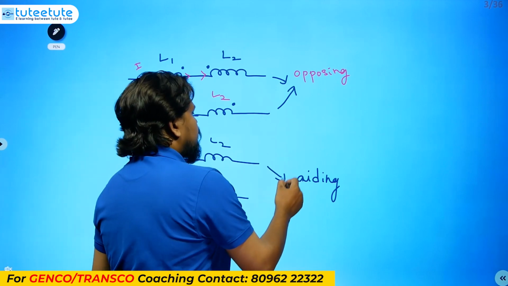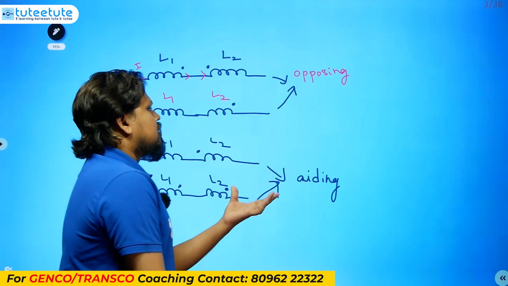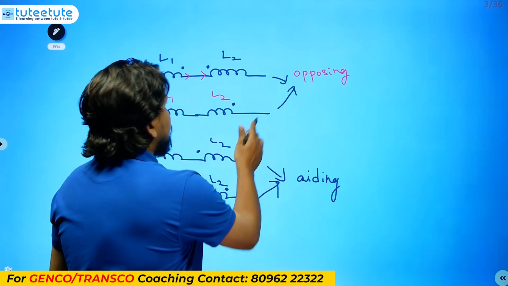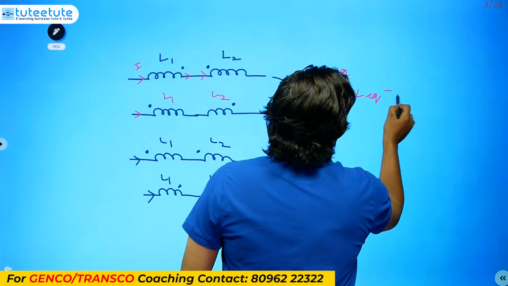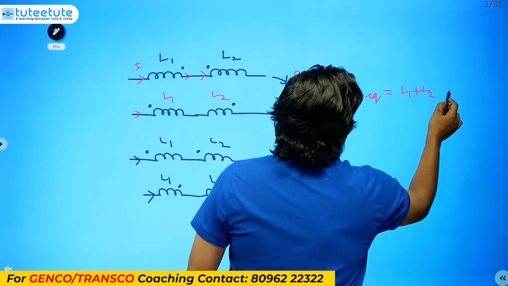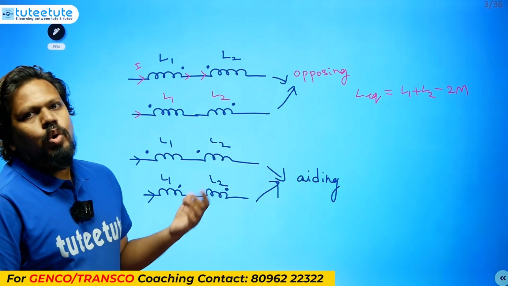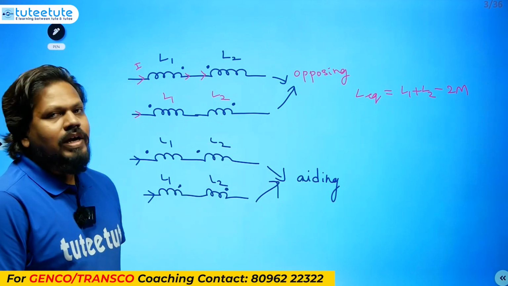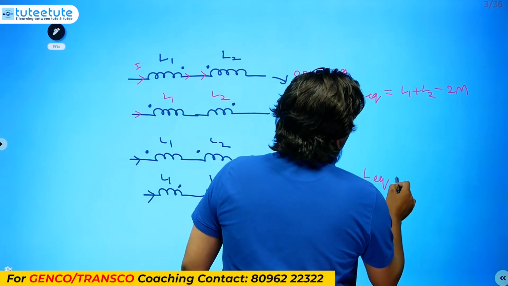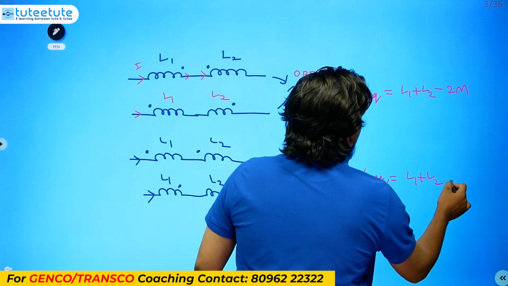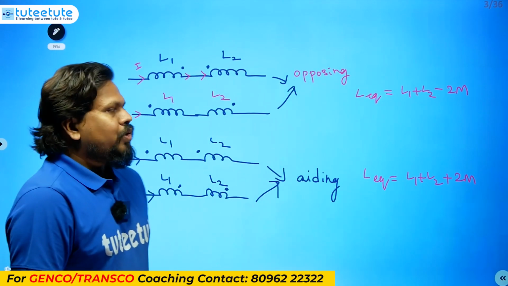In this case also we have to confirm it as aiding only. Aiding means supporting. If this is opposing, what is the L equivalent? That will be equal to L1 plus L2 minus 2M. This is opposing, so the total equivalent inductance will be decreased. And this is L equivalent, L1 plus L2 plus 2M, because it is an aiding connection.